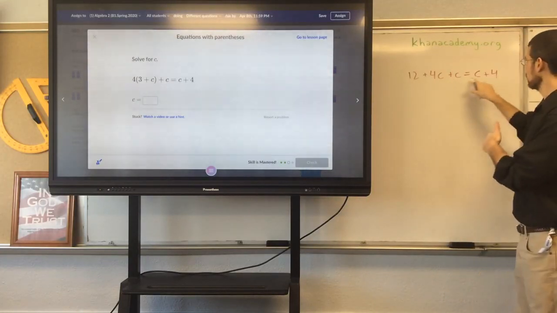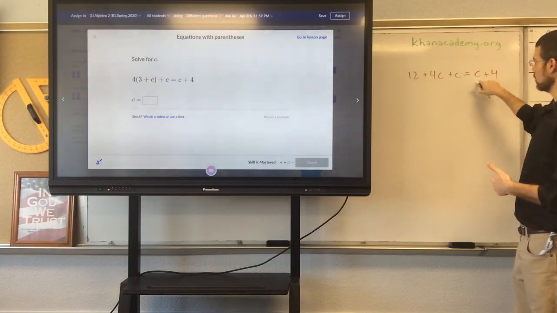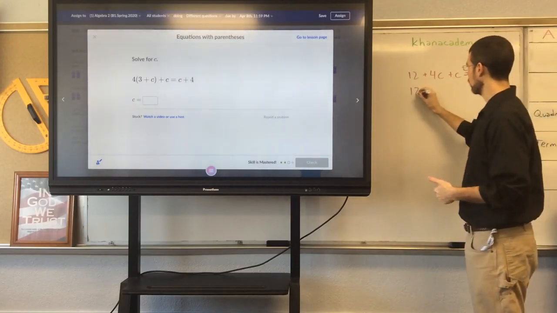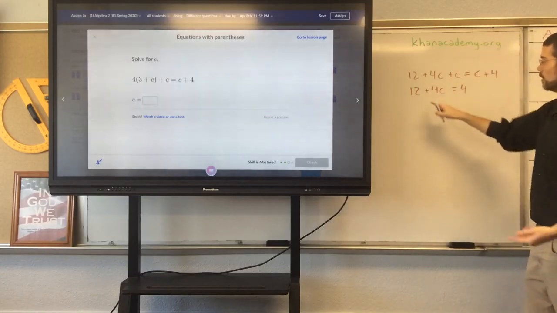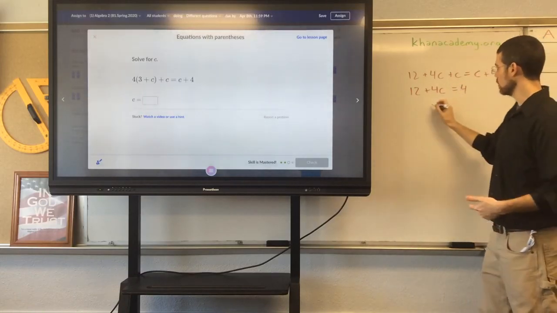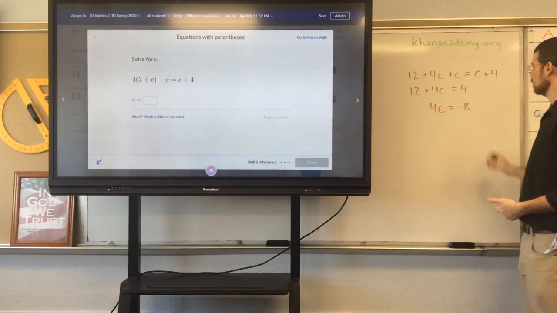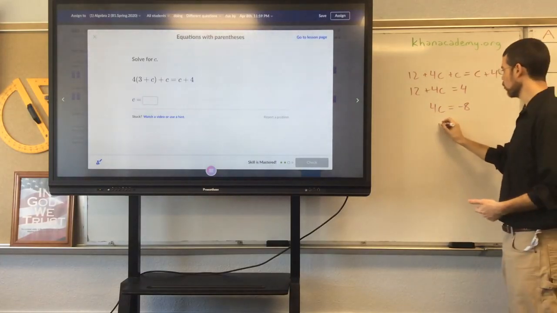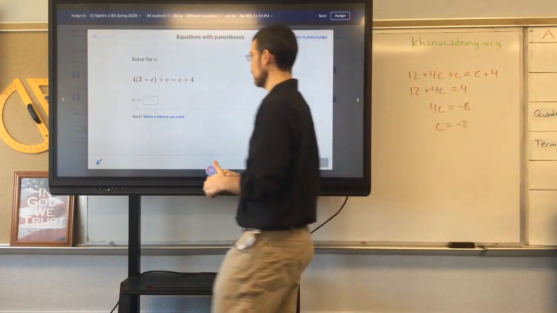If we subtract c from both sides of the equation, that will eliminate the c here and here, and we'll get 12 plus 4c equals 4. If we subtract 12 from both sides of the equation, we get 4c equals negative 8. And if we divide by 4, we get c equals negative 2.